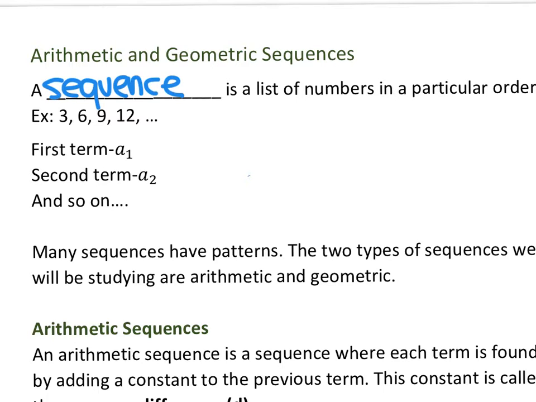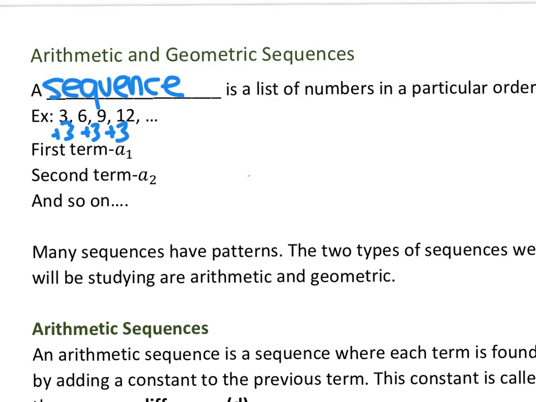So to go from 3 to 6, you can add 3. To go from 6 to 9, you're going to add 3. To go from 9 to 12, you can add 3. So this is actually an example of an arithmetic sequence, which we'll talk about in a second.